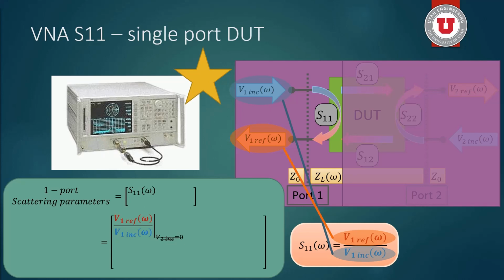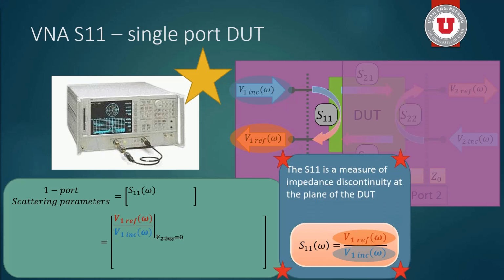Using the scattering parameter matrix for a one-port device, we can see that the ratio of reflected versus incident signal is calculated by dividing the reflected signal by the incident signal. This particular measurement captures the relationship between the transmission line impedance and the impedance of the load, and represents the impedance discontinuity at the input plane of the device under test.